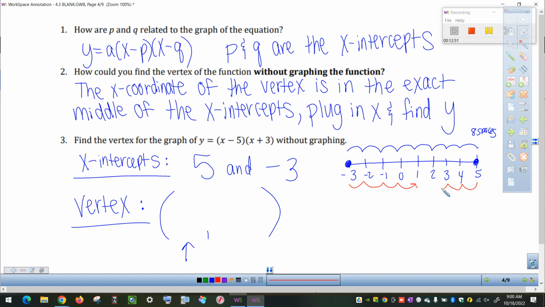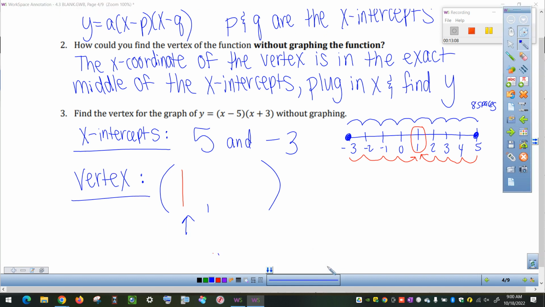Well, if I go 4 spaces in from the left or I go 4 spaces in from the right, I'm ending at the exact same position. That's going to be an x value of 1. So that's the x value of our vertex. It is always halfway between the x-intercepts.